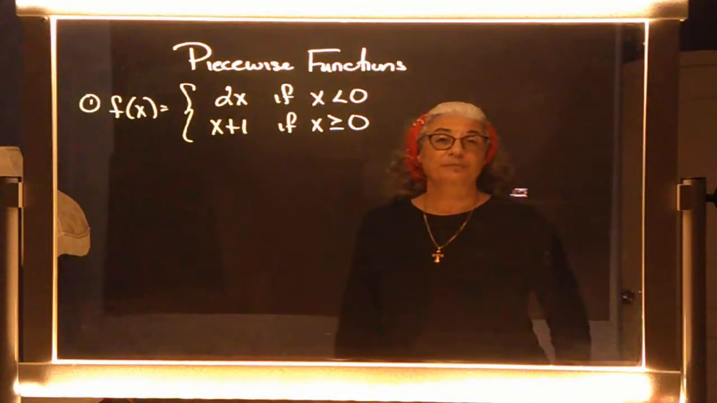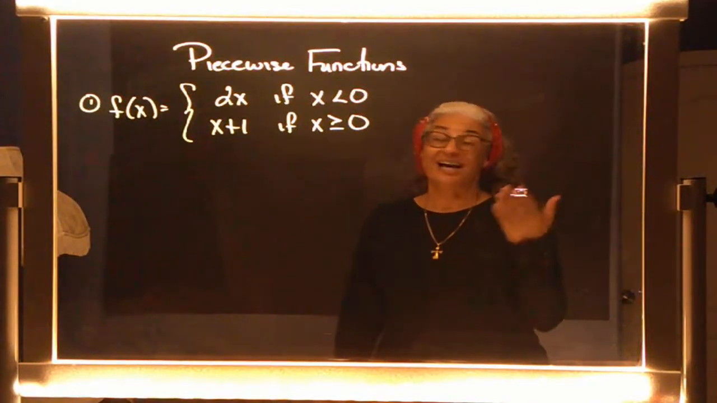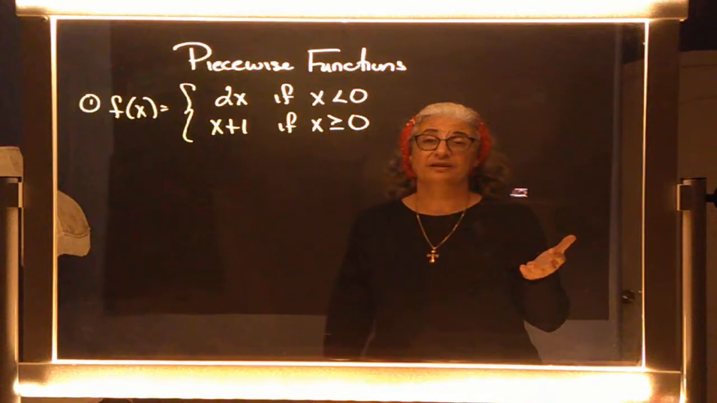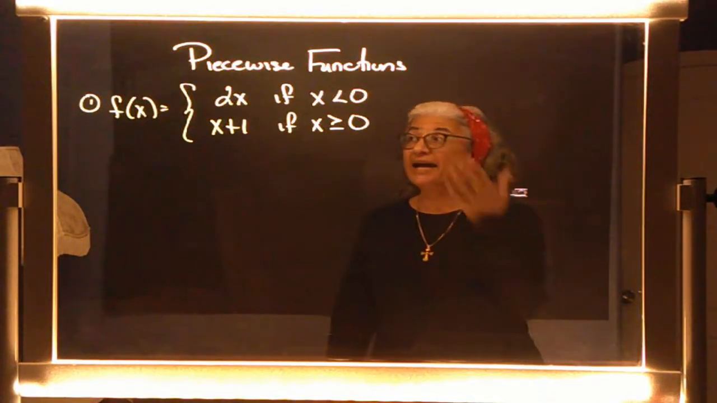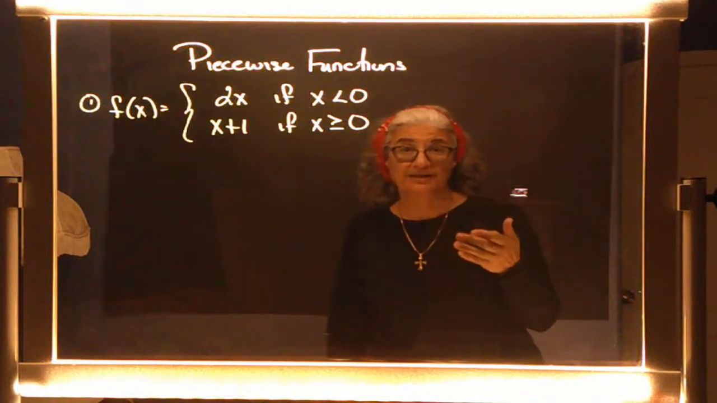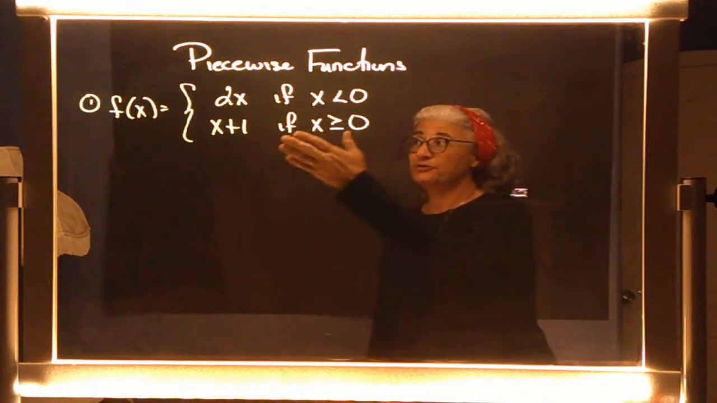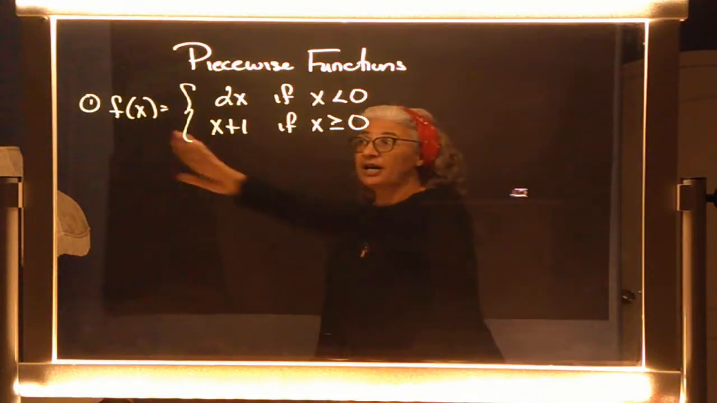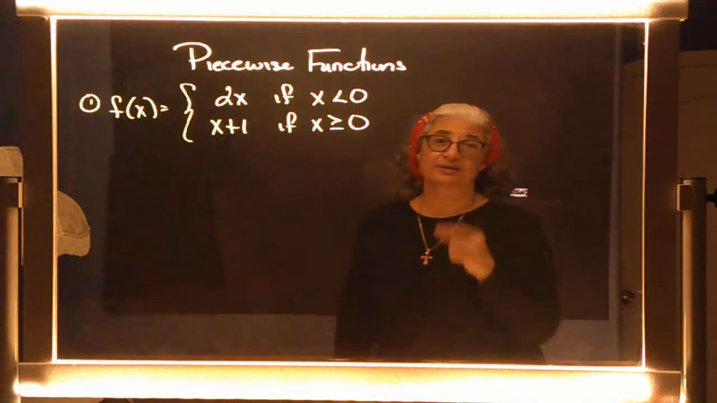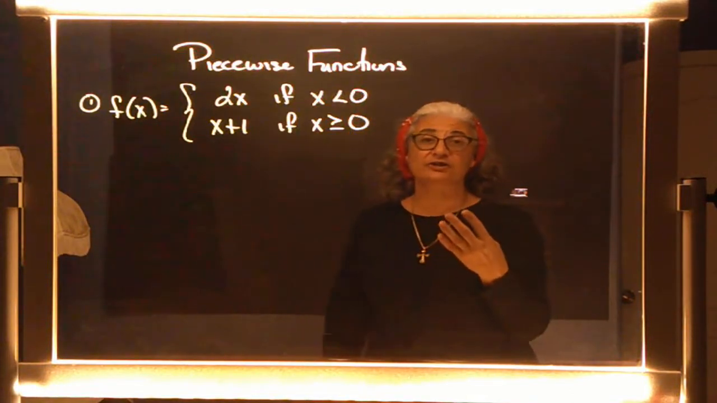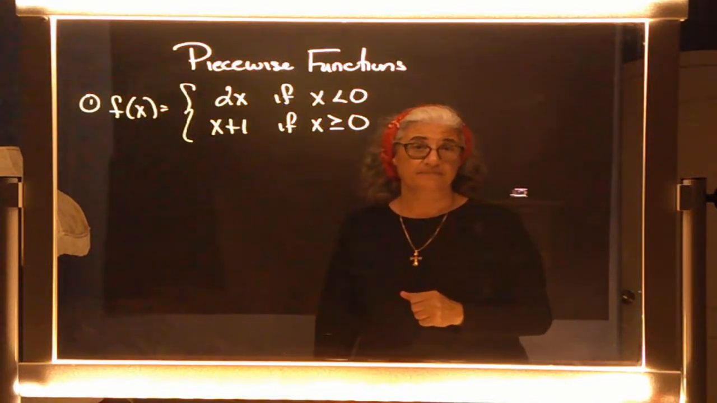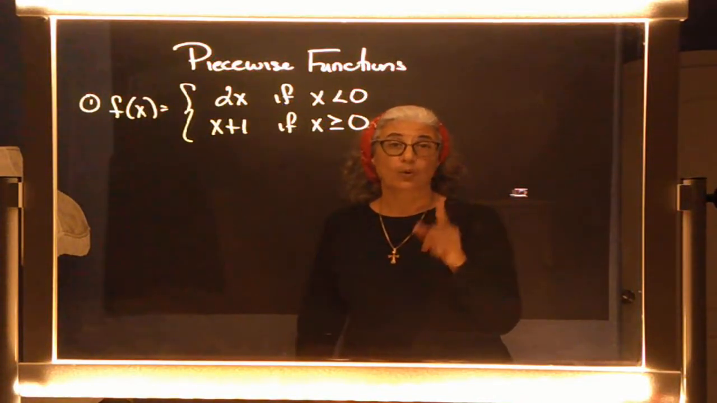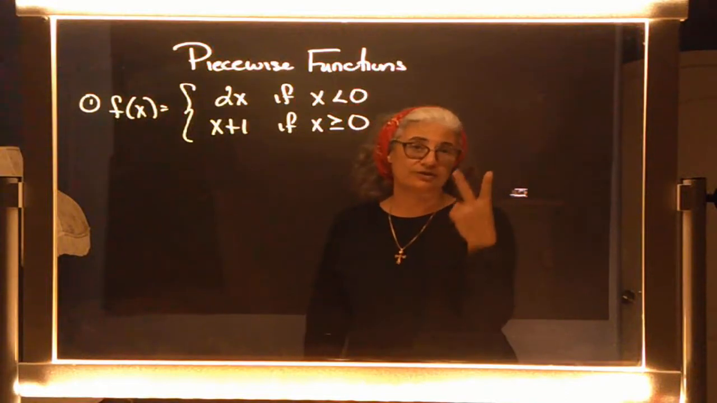Okay, so let's talk about piecewise functions. The title actually says everything. Piecewise functions. I have a function that's in pieces. For example, if you take a look at what I've written up here, I see f of x written one time. This means I have a single function, and in this case it's broken up into two pieces. With me? One function, in this case, two pieces.